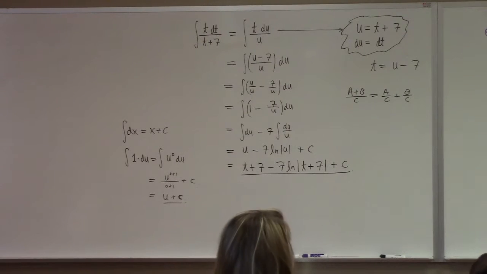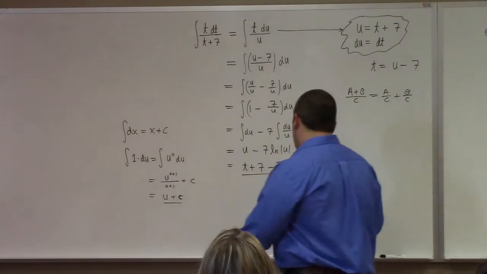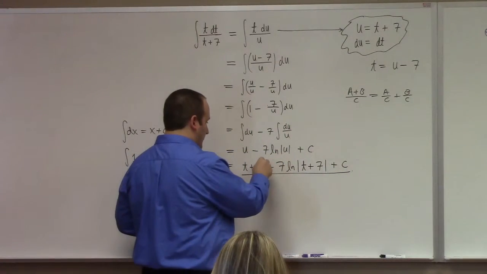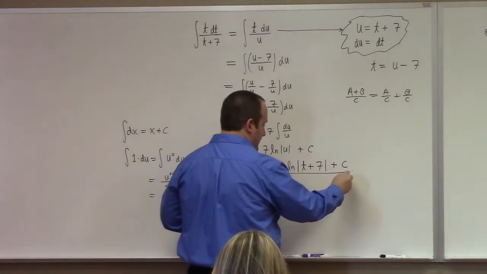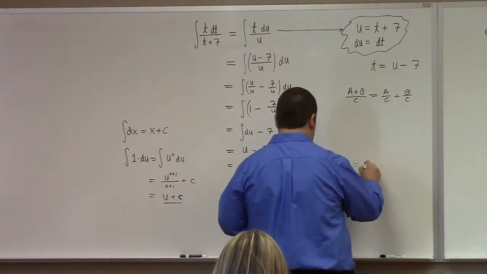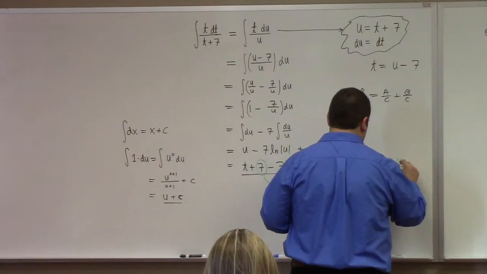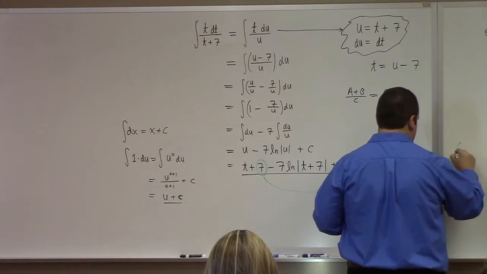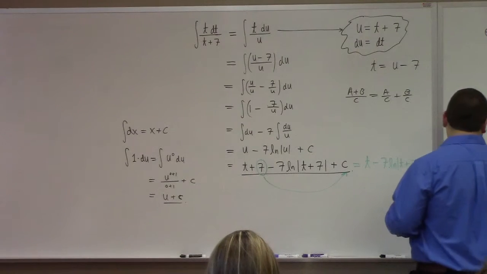Actually, my answer, and this may be counted wrong, it shouldn't be counted wrong, but what could we do? What's another way you could write this answer? You could take this 7, right? And you could just lump it into the constant, and you could rewrite this as t minus 7 times the natural log of the absolute value of t plus 7 plus a different constant, say c2, where this c2 was just equal to c plus 7.